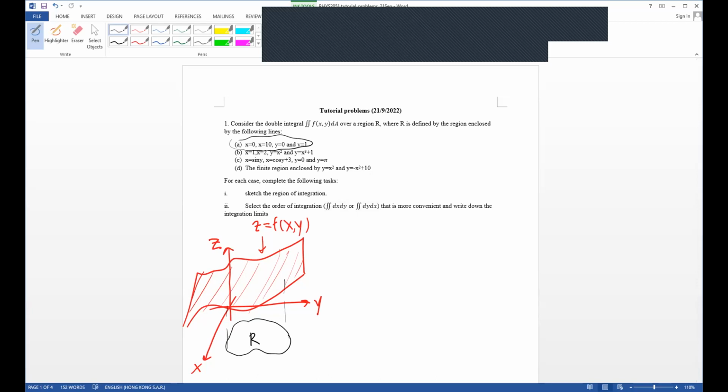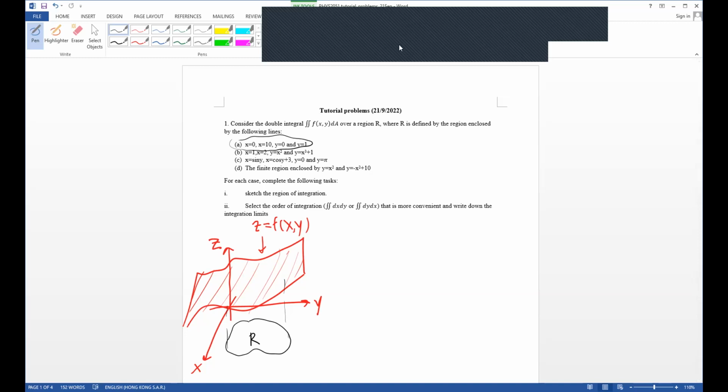You remember that last time we talked about when we do a double integral, there are two possible orders. You either integrate along x first and then y, or you integrate along y first and then x. In each case, you'll find that one is more convenient than the other. You just need to determine which one is more convenient, and then pick that one. So let's start with 1A.